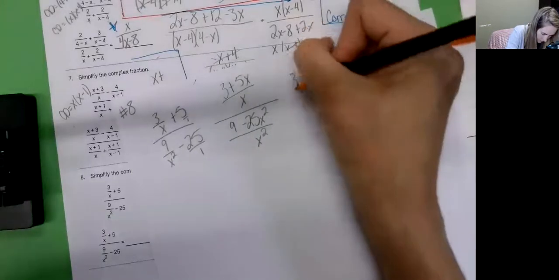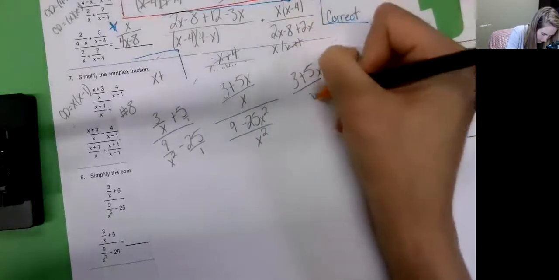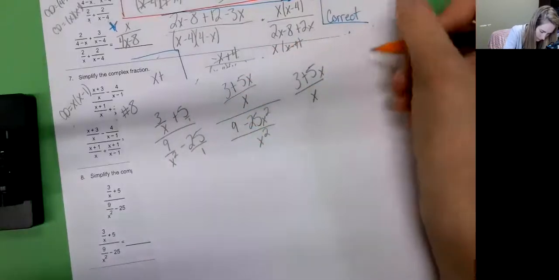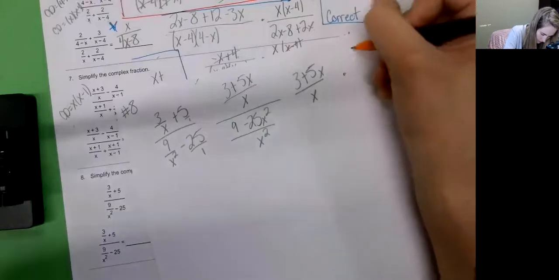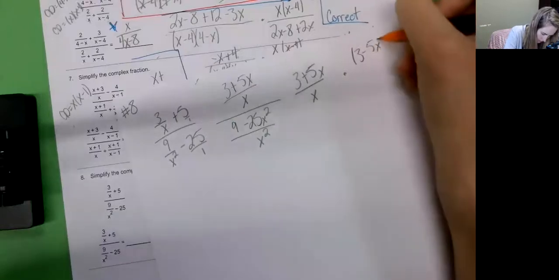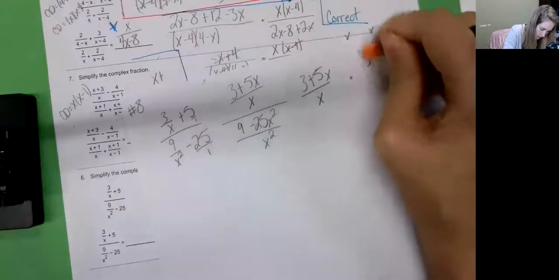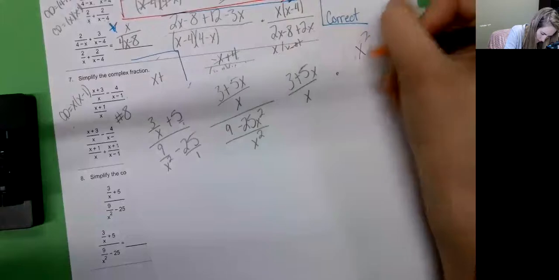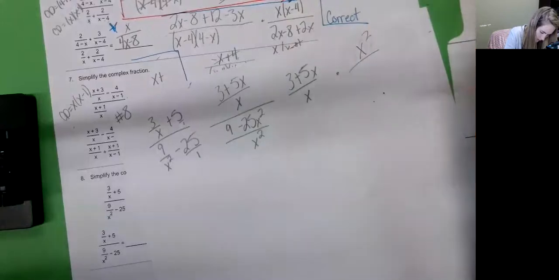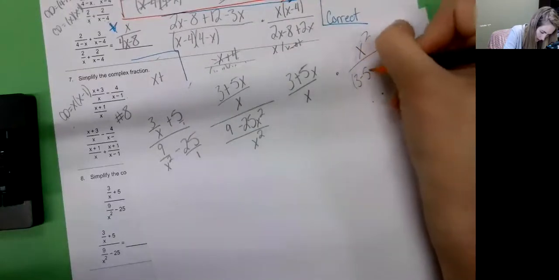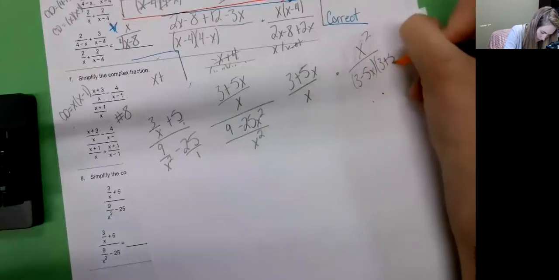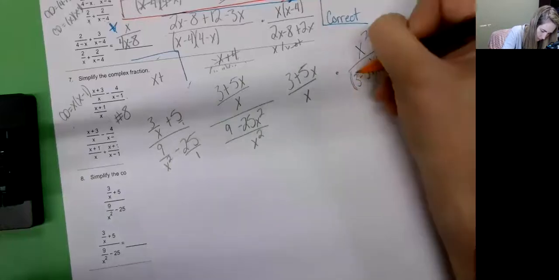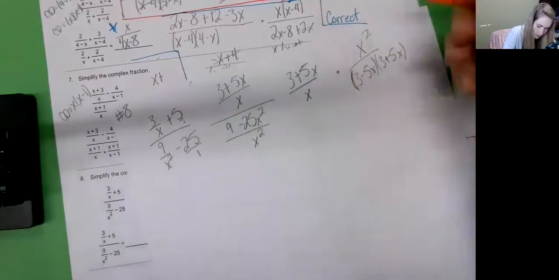And I'm going to go ahead and write this. So 3 plus 5x over x, and this, the square root of 9 is 3, and the square root of 25 is 5. So we're going to have 3 subtract 5x over 3 plus 5x. Because it's the difference of two squares, they have to have the opposite signs. So when we go to multiply these out, the center will cancel out.